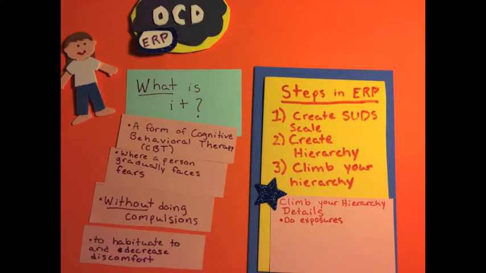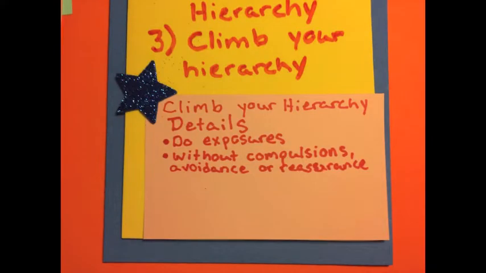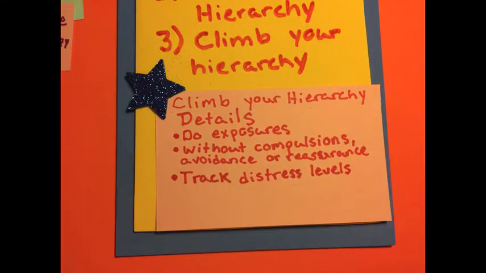I've got a few quick details about climbing your hierarchy. The first part of climbing your hierarchy is to do exposures. That is, to do some of the tasks on the list. I'm going to zoom in so you can see a little better. When you do exposures, it's important to do them without compulsions, avoidance, or reassurance, because these all decrease the efficacy of the treatment. After each exposure trial, the person doing exposure and response prevention tracks their distress levels.